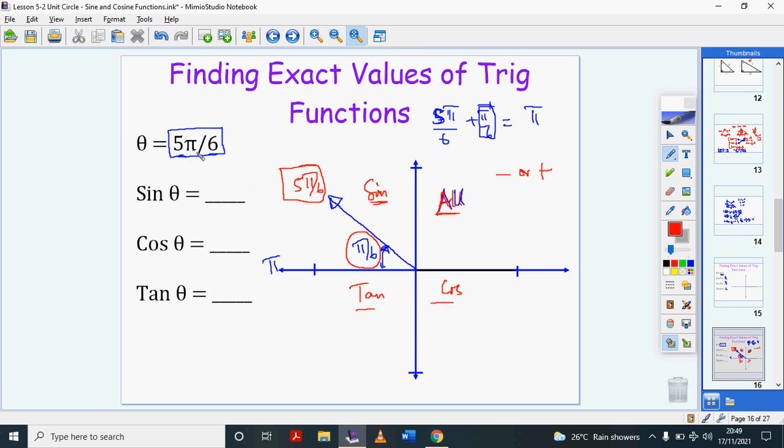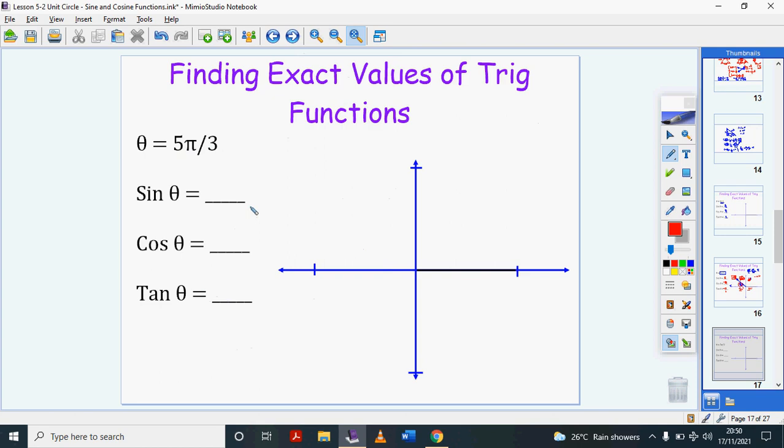So 5 pi over 6 has a reference angle of pi over 6, and pi over 6 is the same as 30 degrees. So 5 pi over 6 must have the same ratios as pi over 6, which is the same ratios as 30 degrees. I hope you remember the sine of 30 degrees is a half. The cosine of 30 degrees is root 3 over 2, but it has to be negative because in this quadrant only sine is positive, right? The tangent of 30 degrees, I hope you remember, was 1 over root 3, which was the same thing as root 3 over 3, but it has to be negative because in this quadrant only sine is positive.